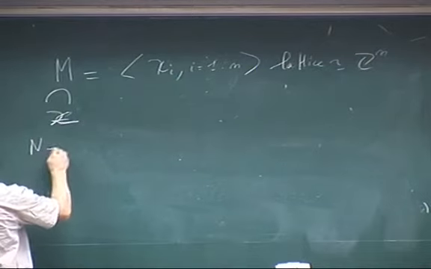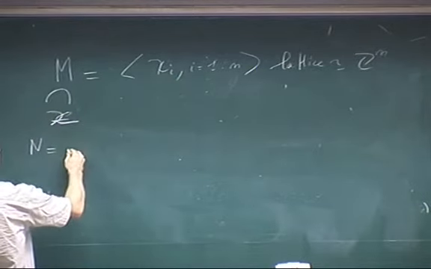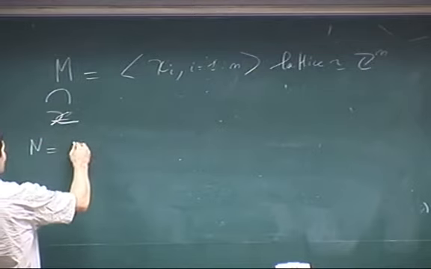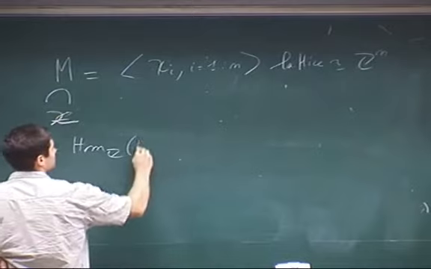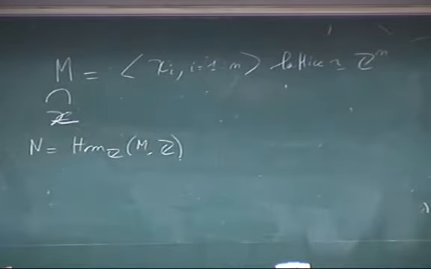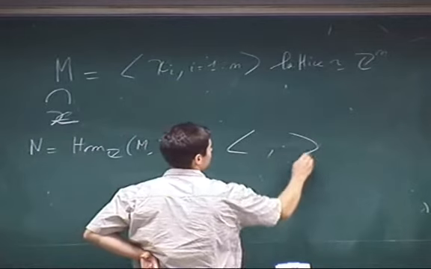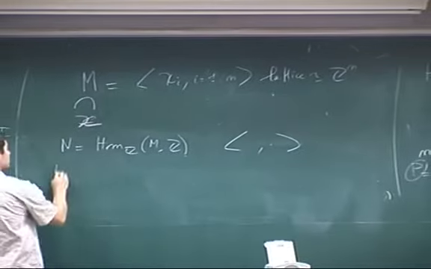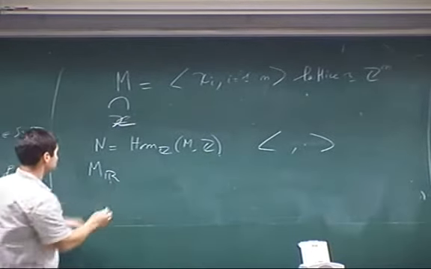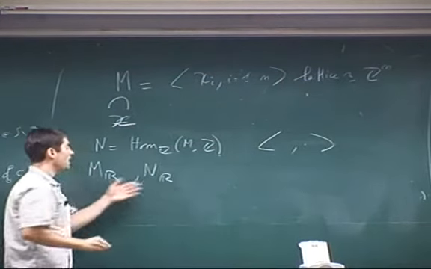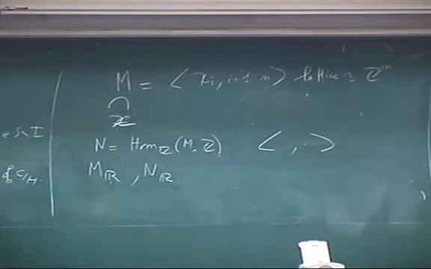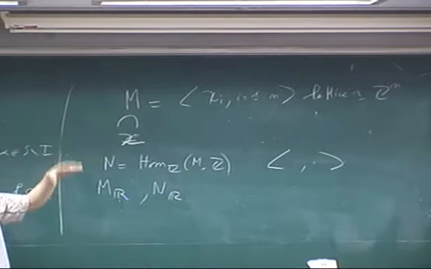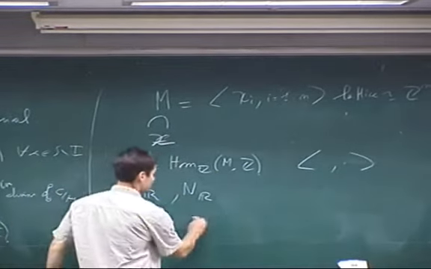We can also define the dual of M, the homomorphisms from M to Z, which I will denote by N, and I will also denote by this the pairing between N and M. I will also define M_R and N_R, the vector space generated by M. Remember toric varieties, we always have Z^n included in R^n. So it's the same thing here.